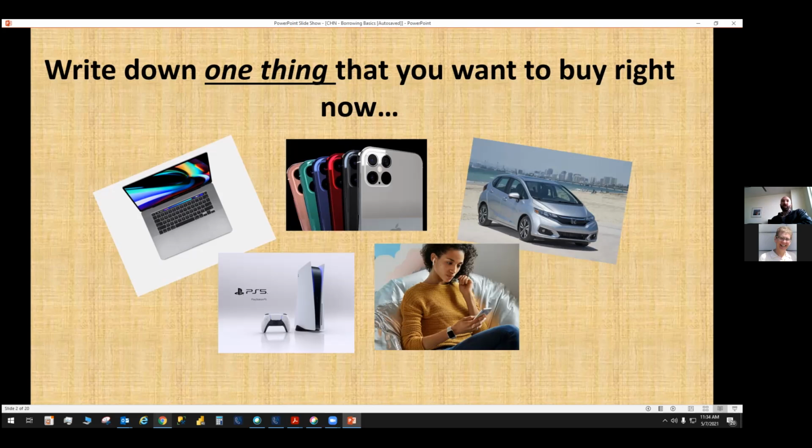Same thing with like a PS5 or a MacBook Pro, right? Or something like that. The internet is your friend, and it's okay to shop around and price shop and look for the best prices and the best deals.